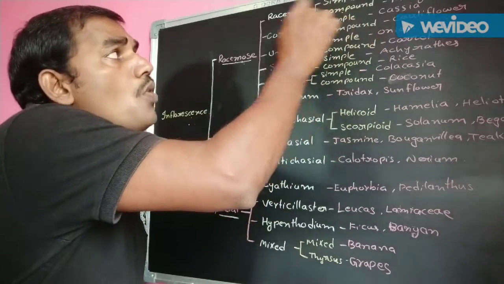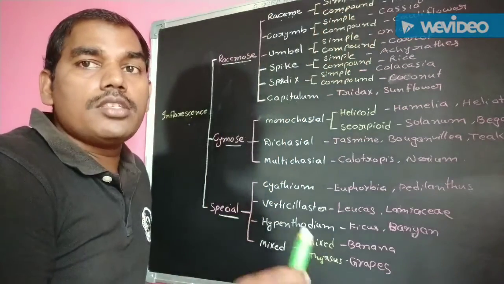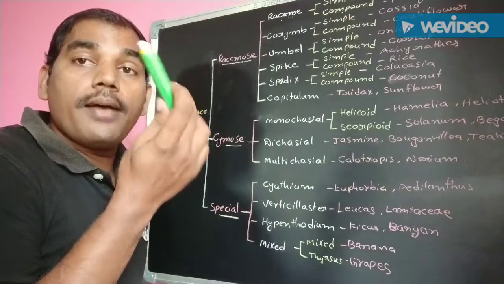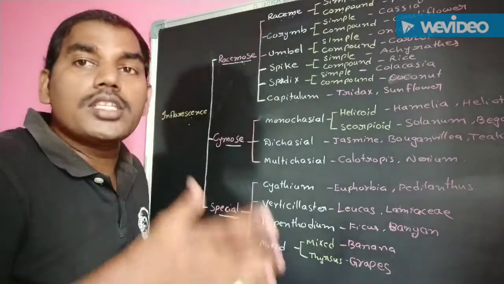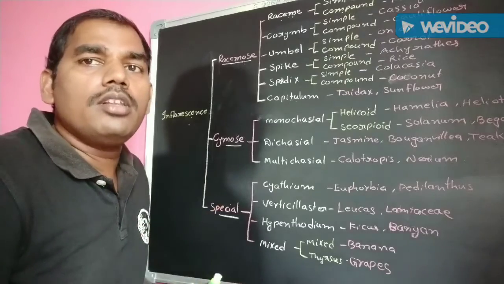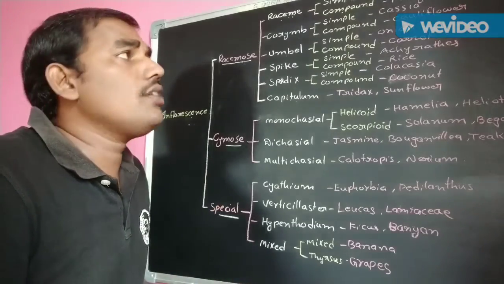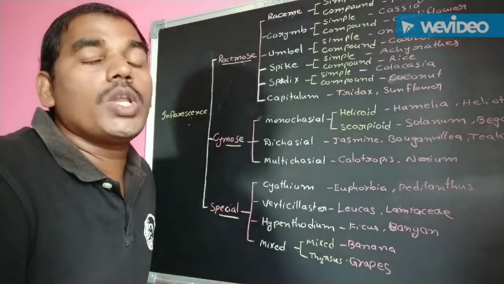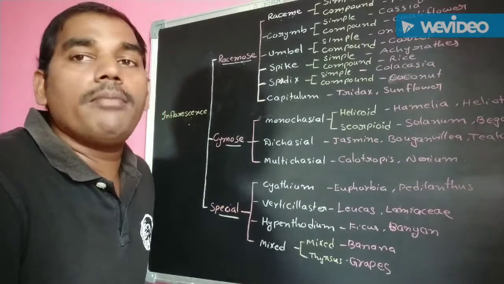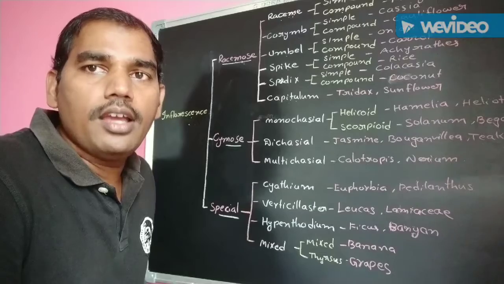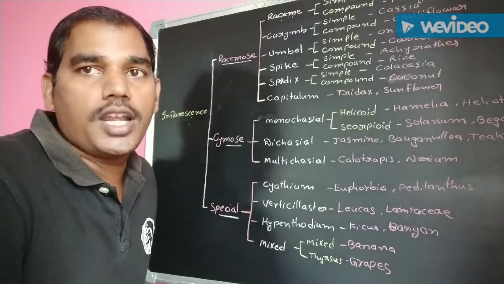Another one is compound raceme. In compound raceme the peduncle is branched. Every branch resembles a simple raceme. This type of inflorescence is known as compound racemose inflorescence. Example, mango, Mangifera indica.